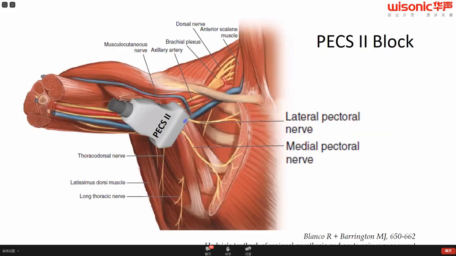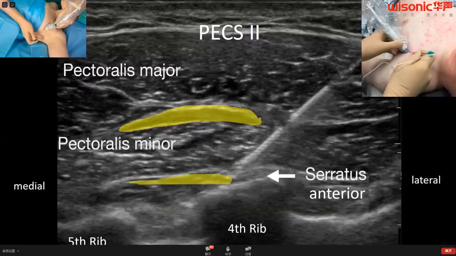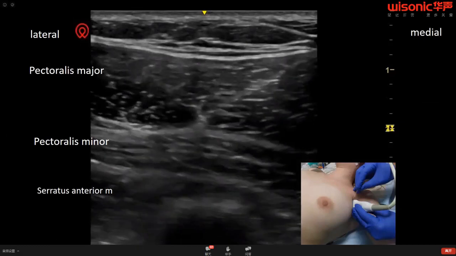For the PEC 2 block, the probe is moved more caudally at the level of the fourth rib. This picture shows you the relevant sonoanatomy of a PEC 2 block. The local anesthetic is placed above, as in a PEC 1 block, and below the pectoralis minor muscle. The puncture comes from medial to lateral or from lateral to medial. The needle is advanced from medial to lateral.